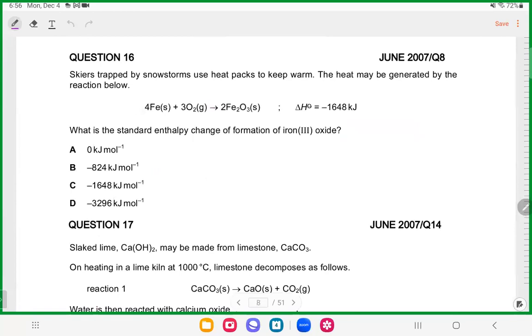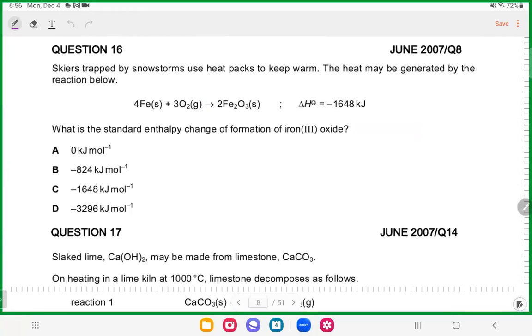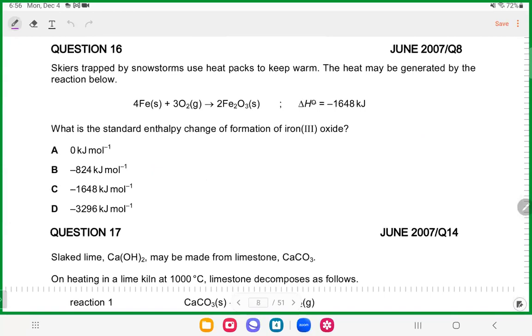Again, can you solve this one? Take your time. हाँ भाई.